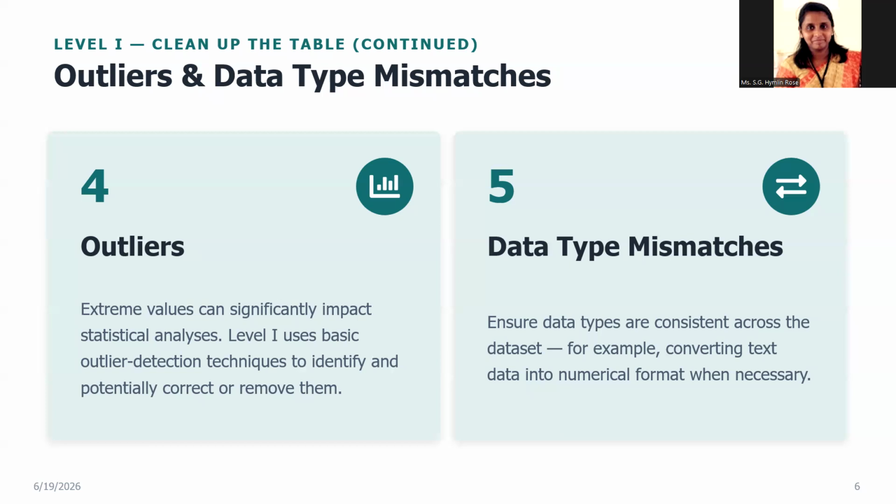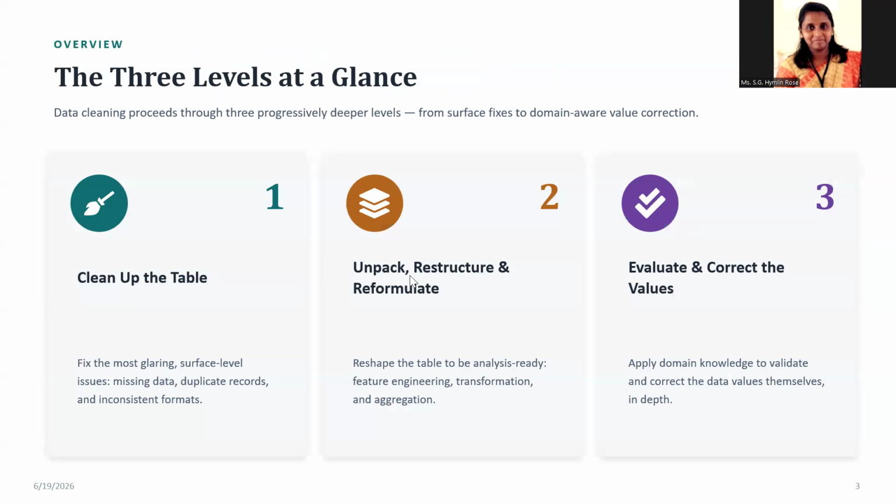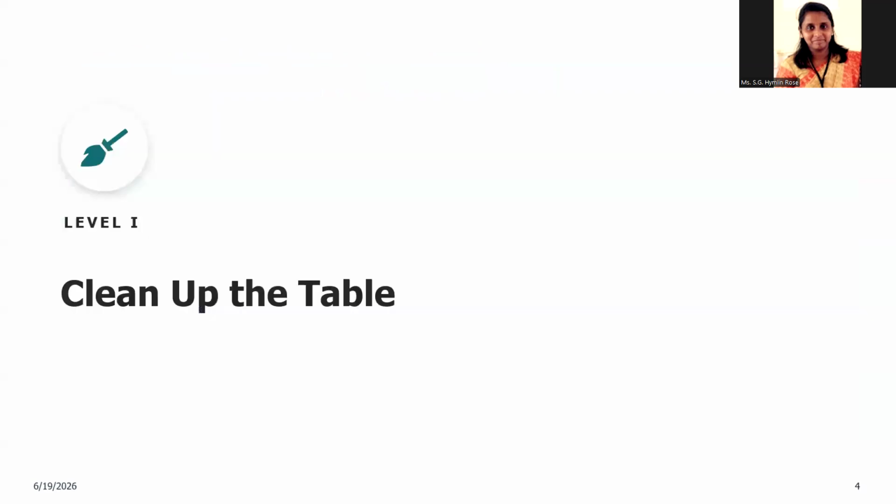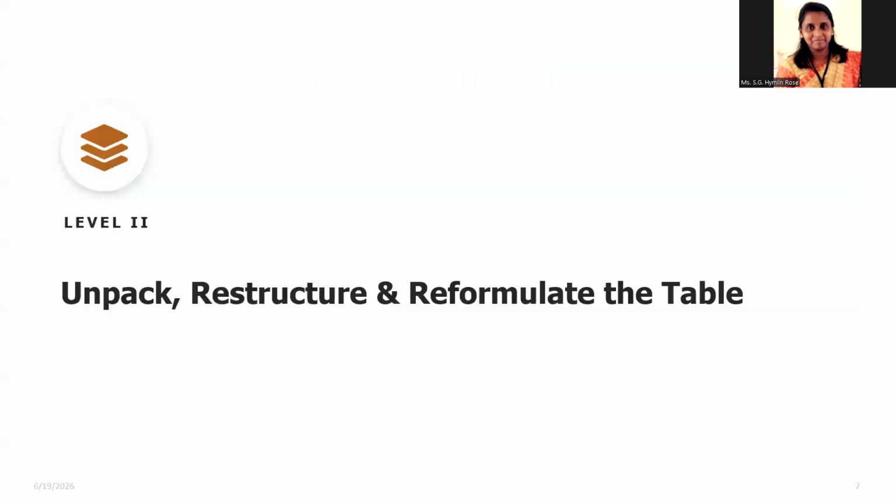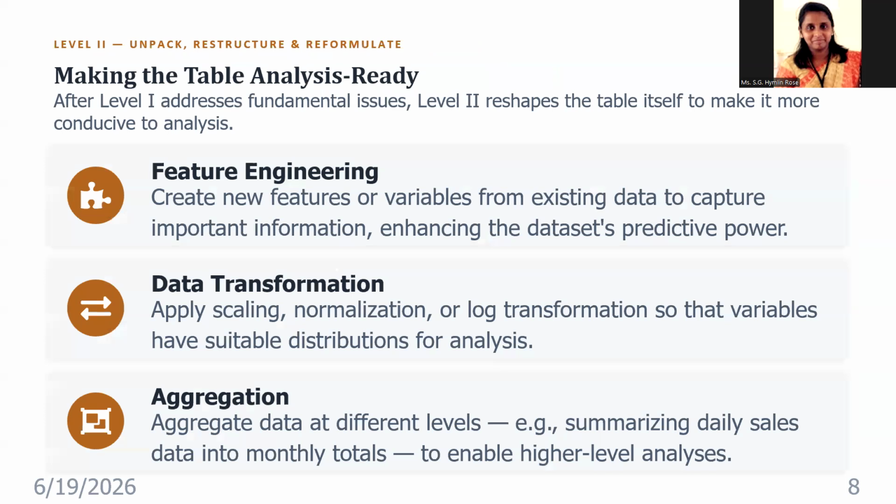So what is level 2? Unpack, restructure, and reformulate. It reshapes the table to be analysis-ready through feature engineering, transformation, and aggregation. These are the three things you are going to see in level two.